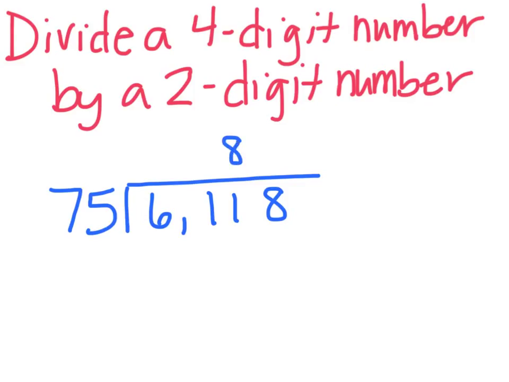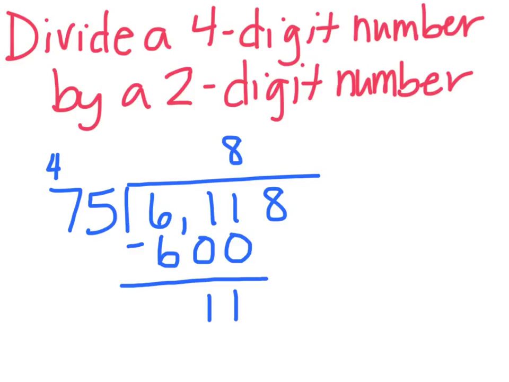8 times 5 is 40. Remember, we're going to put our 0 in the tens place because we're dividing into the tens place right now. We need to carry our 4. 8 times 7 is 56, plus 4 is 60. So we'll put our 60 here in the thousands and hundreds column. Let's subtract this out to find our remainder. And our remainder is 11 tens.